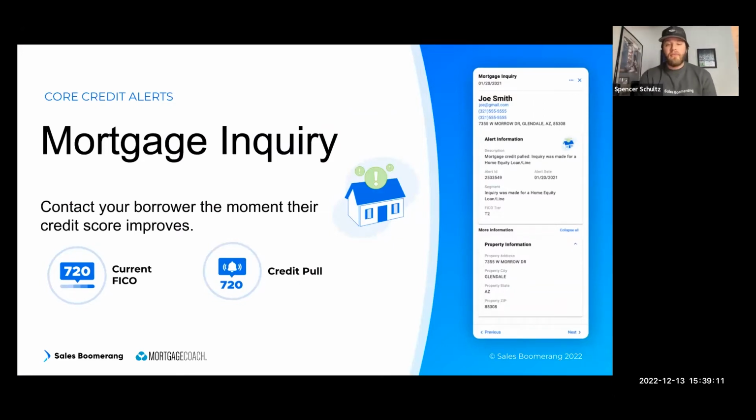You're able to see every time someone has their credit pulled, not for an auto loan, not for a credit card, not for a personal loan, but for a mortgage transaction in the last 24 to 48 hours. So basically, these come through every morning at 9:30 a.m. from the previous day. The bureaus push them to Sales Boomerang. So you'll be just slightly delayed.